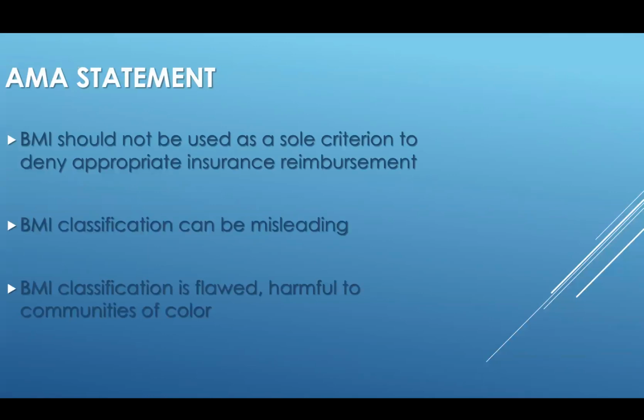So the AMA statement that was recently published really put the onus on us as clinicians to make sure that we did not utilize this as a sole criteria for obesity. And they also put the onus on insurance companies not to use the BMI as a sole criterion for insurance reimbursement. They stated that the classification is misleading, again, because it doesn't take into account bone and muscle mass. And they added the last statement to their ethics statement that because of the flawing of the use of BMI in the classification, it is harmful to communities of color, again, because of the differences in bone mass and muscle mass in the different ethnic and racial groups.